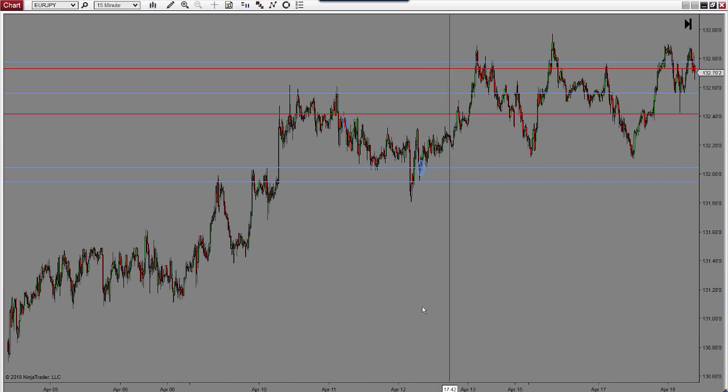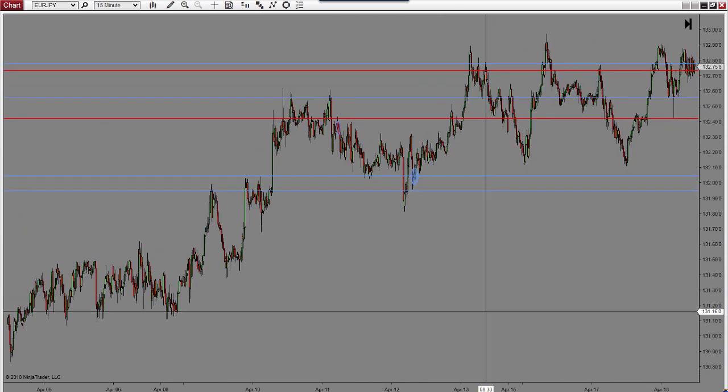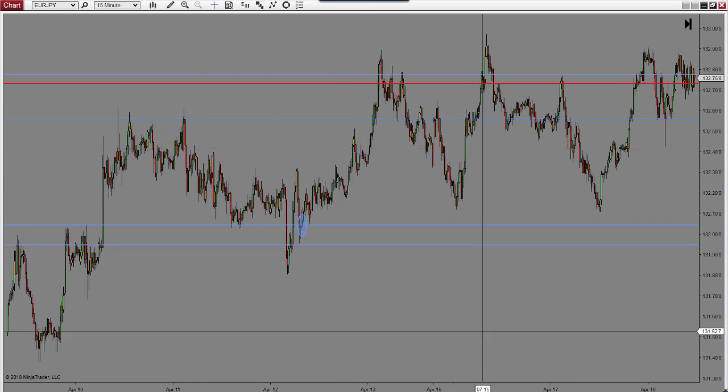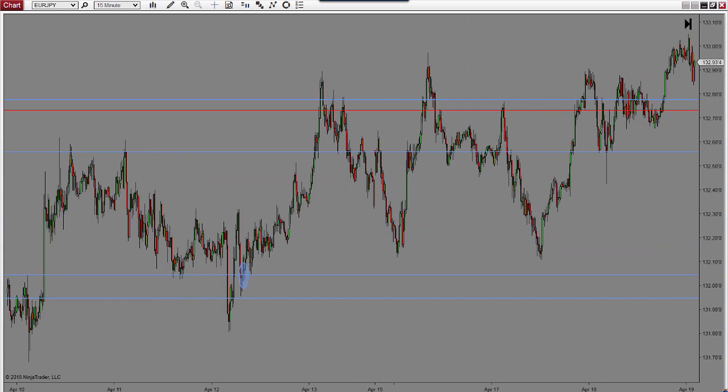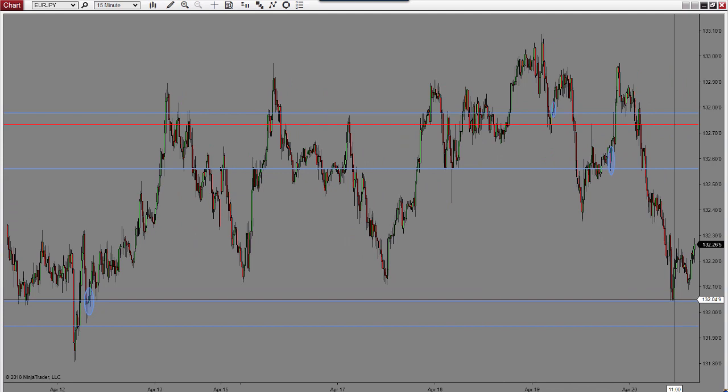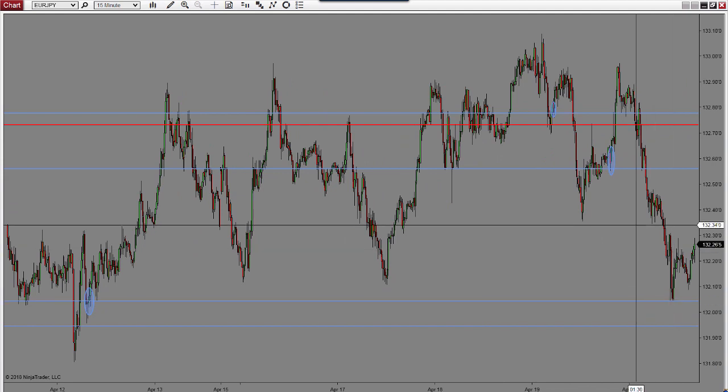Okay. Now we're back into some more recent action. All right. So we have this blue line, this blue ellipse associated with this blue line. We have this red line right here associated with this red ellipse, and that would have been a loss. And you actually would be long right now off of this line.